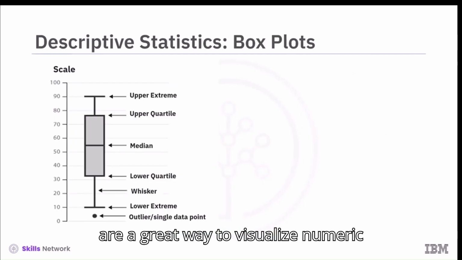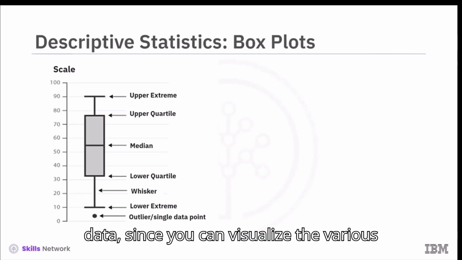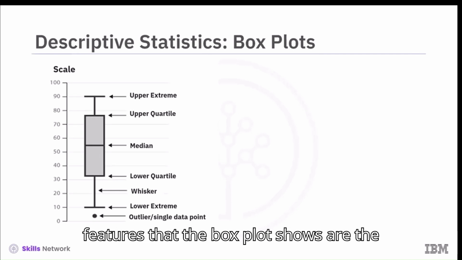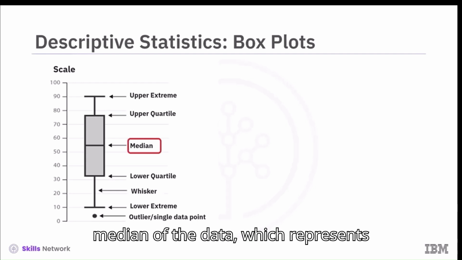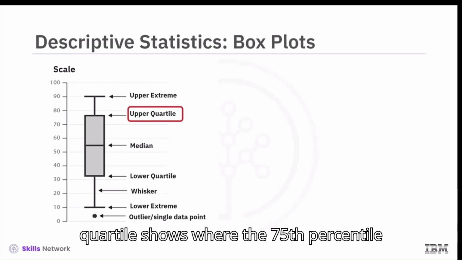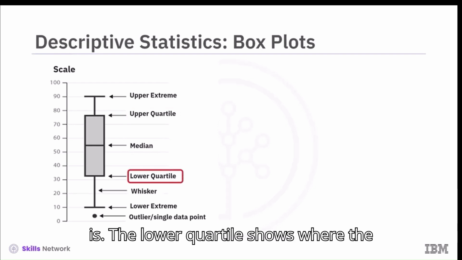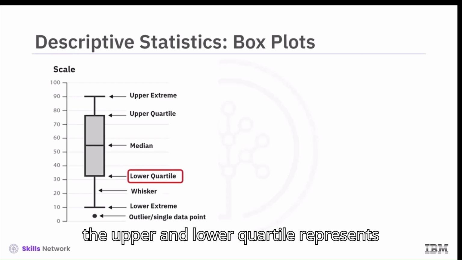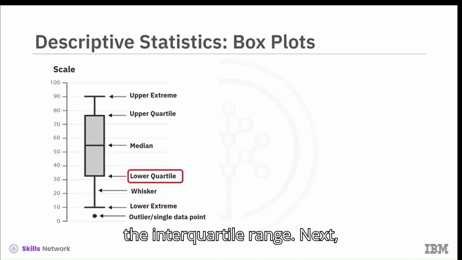Box plots are a great way to visualize numeric data, since you can visualize the various distributions of the data. The main features that the box plot shows are the median of the data, which represents where the middle data point is. The upper quartile shows where the 75th percentile is. The lower quartile shows where the 25th percentile is. The data between the upper and lower quartile represents the interquartile range.